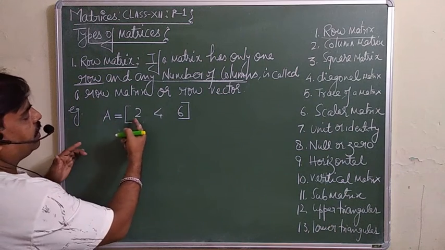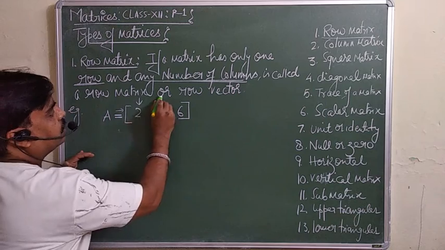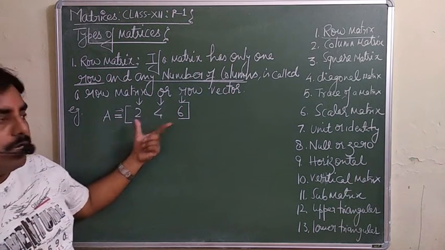Like this is the example A. Here there is only one row, but the columns are 1, 2 and 3. So to become a row matrix, it should have only one row.